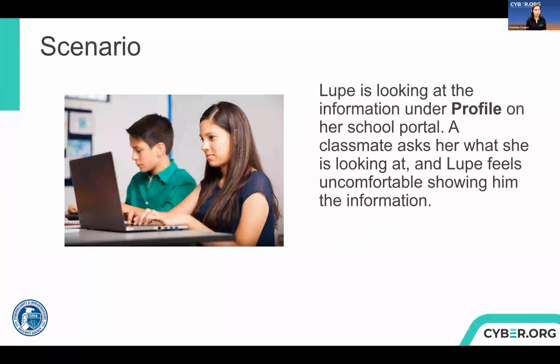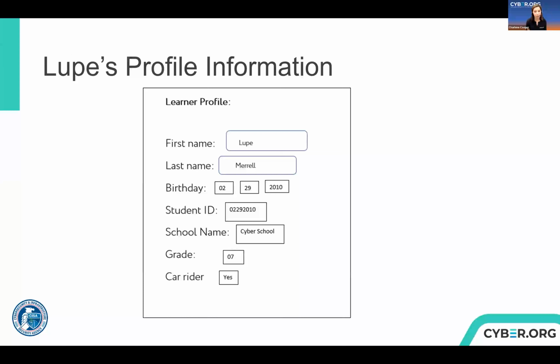So this lesson starts with a scenario, and these are the actual slides that are included with the lesson. So if you're following along, you've made your Canvas account, you have this pulled up, that's what you're seeing. In this scenario, we have Lupe, and Lupe is looking at the information under profile on her school portal. A classmate asks her what she's looking at, and Lupe feels uncomfortable showing him the information. So this right here is the information that she was viewing, and you can see that information.